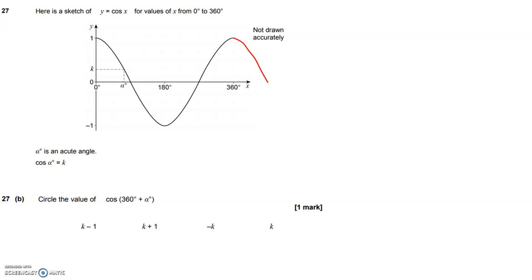So what will the value of cos (360 plus A) degrees be? Well, it'll be exactly the same as the cos of (0 plus A) degrees. In other words, it's the same as the cos of A. So whatever the cos of A was, and the answer is k, then the value of cos (360 plus A) degrees is also k. So the answer in part B is k.